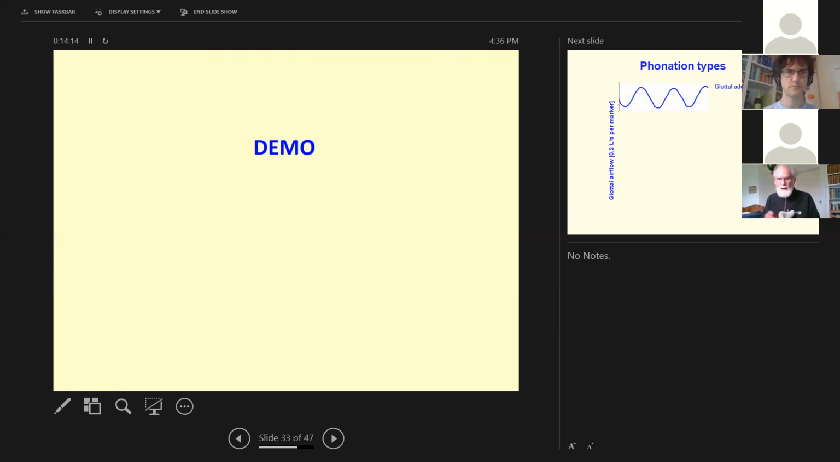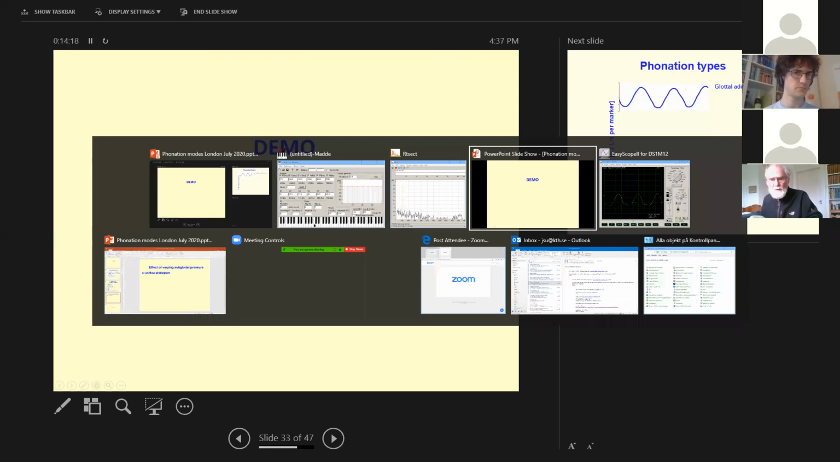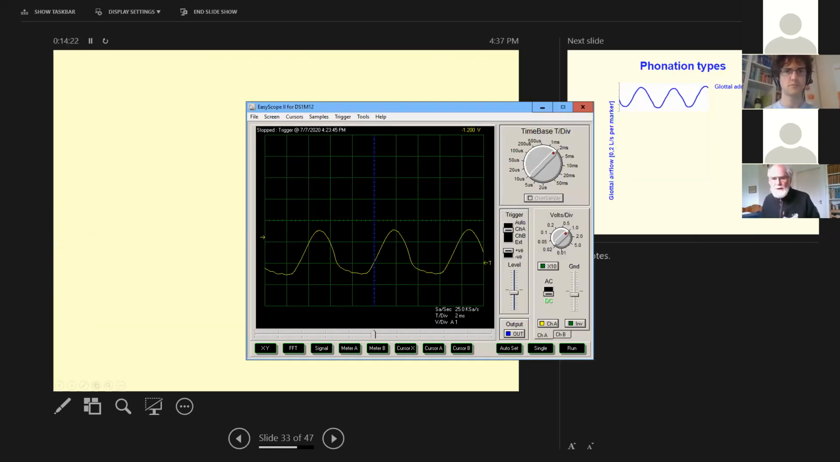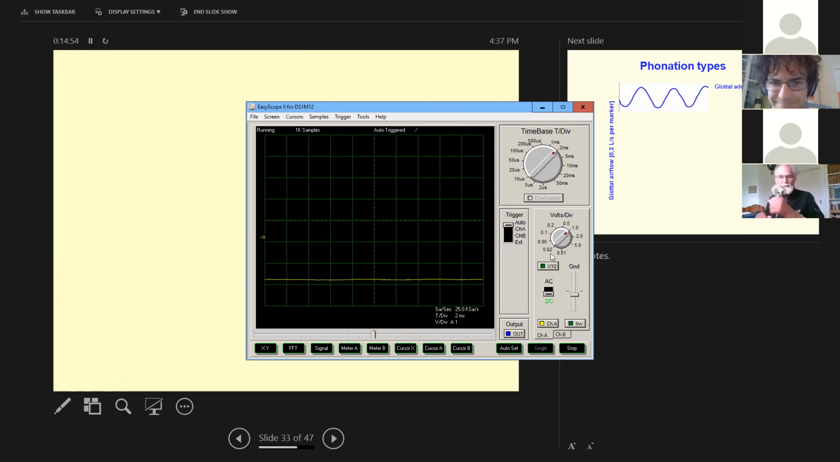And back again to the oscilloscope, and start it. Where do I have it? There. Run. And yes, run. And now I should vary glottal adduction. I could have neutral phonation, normal speaking voice, and then I could have a more breathy phonation. Oh dear, I can't have the trigger there. I need to have running.